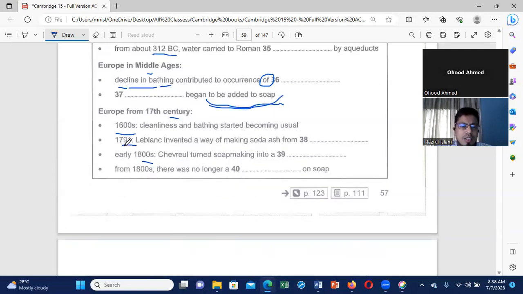Then 17th century, 1791, Leblanc invented a way of making soda ash from. It is about a noun, you can say. Making soda ash from, from what? You can guess now. Then early 18, then you can see several turned soap making into a something, singular noun, of course. From 1800s, there was no longer a something, it was a something on soap. You can say again a noun.